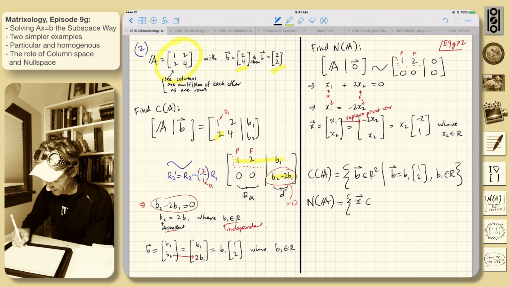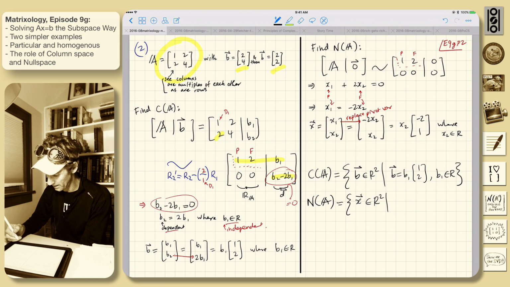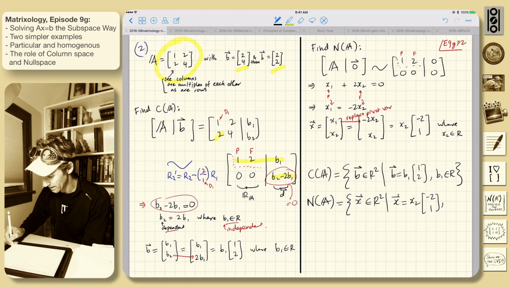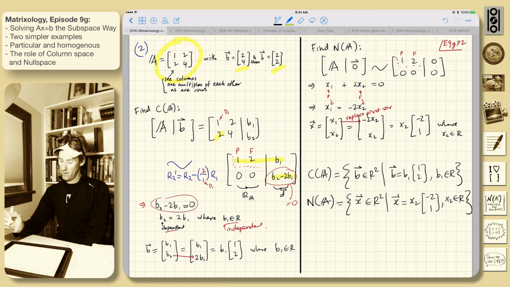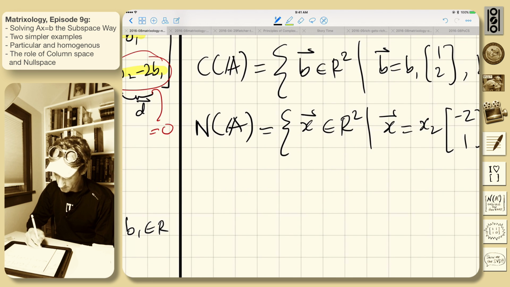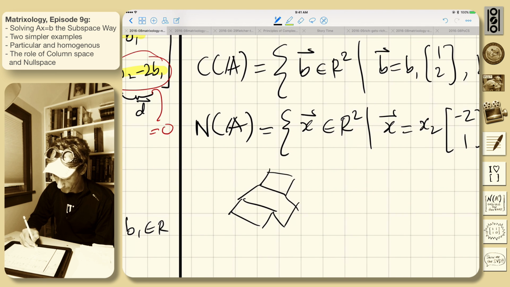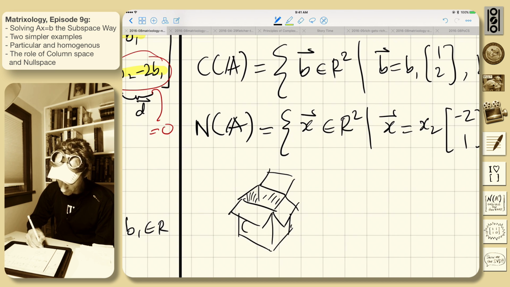All right, and this will be x. Again, it's an element of R2, and x equals some multiple. I'll just keep them for consistency. We could just put c times (minus 2, 1), where x2 is an element of the real numbers. So this is a box. Right, there's a box that someone hands you, and it has the column space of A on the side, like this.